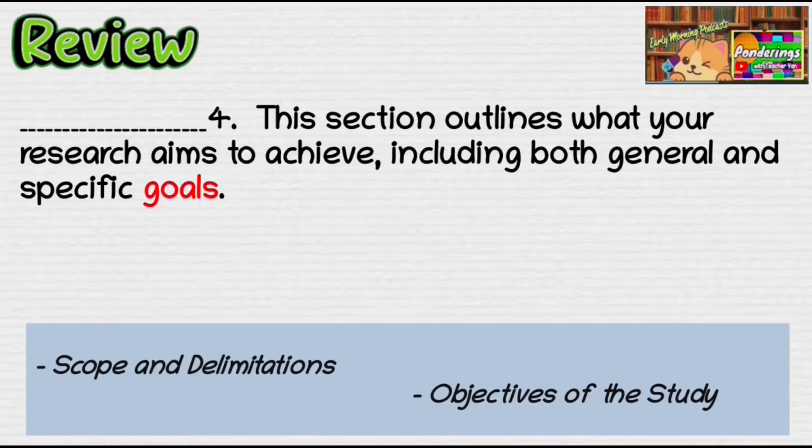Alright, number 4. This section outlines what your research aims to achieve, including both general and specific goals. So which one is this? Scope and delimitations or objectives of the study? So the answer is objectives of the study.